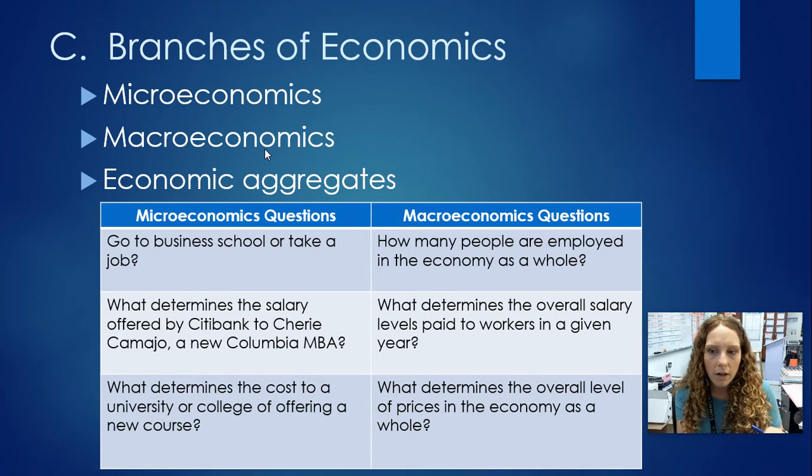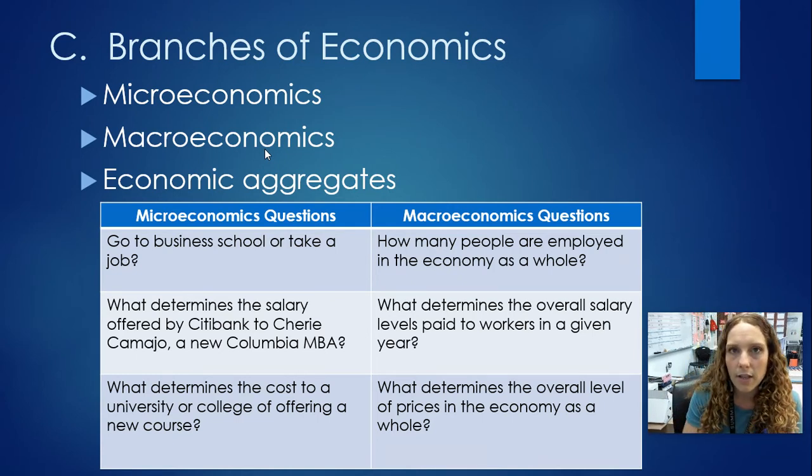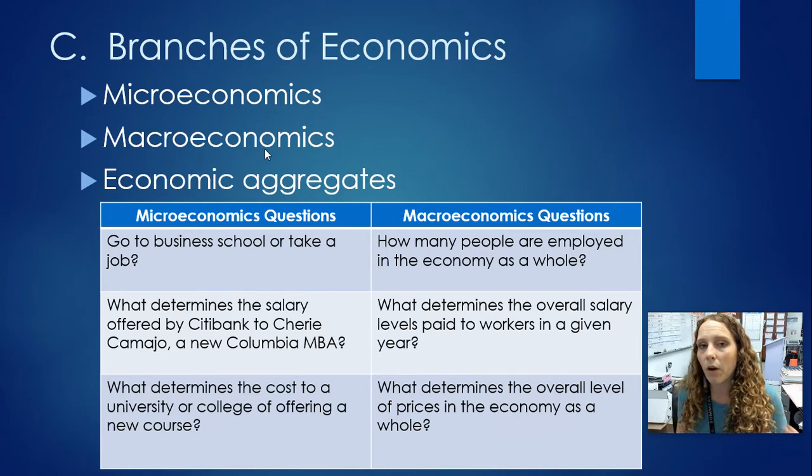This little chart here kind of shows you some differences. So a microeconomics question is something like what determines the cost of a university offering a new course, one university offering one new course, whereas if you're talking about overall college tuition levels in the economy as a whole, that would be more of a macroeconomics kind of question.